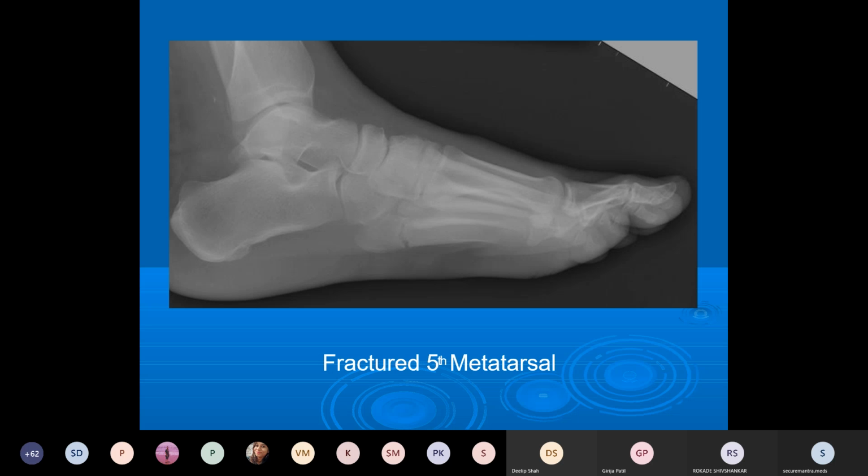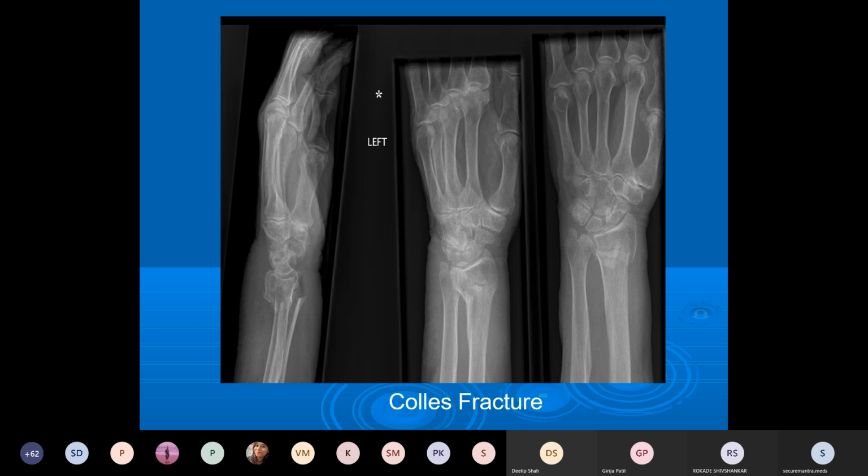So in this image, you can see the fracture line. This is the radiolucent line. It is a fractured 5th metatarsal. So this is a linear fracture. Now in this image, you can see the fracture line here and subtle angulation of the distal end of the radius. So this is the Colles fracture.